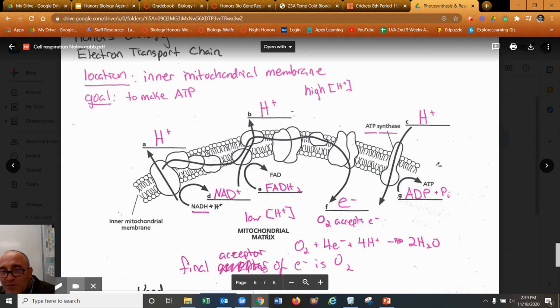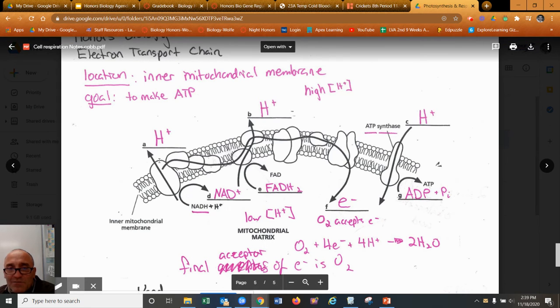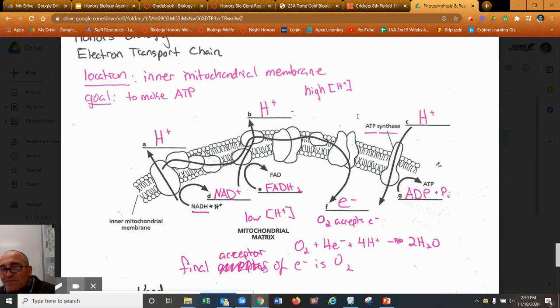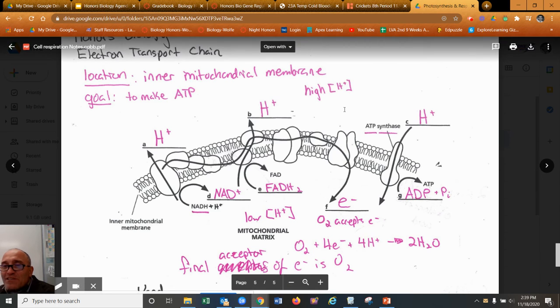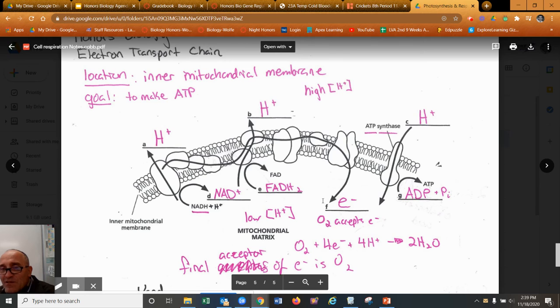The inside here is where the Krebs cycle happened. If you remember, the Krebs cycle produced these NADHs and FADH2s. They have a lot of energy. They use that energy to release their hydrogens across the membrane. So you end up with a bunch of hydrogen outside the membrane. If you remember from cell transport, basic diffusion, wherever there's a lot of something and there's less of something, it's going to go from where it's high to low.